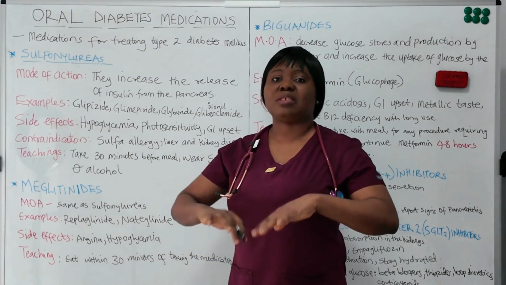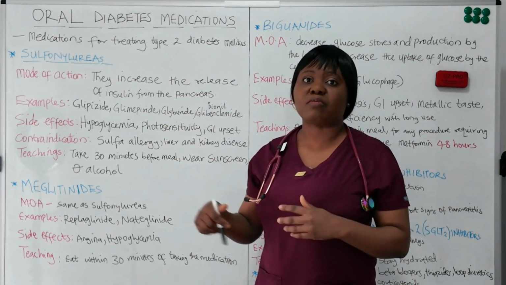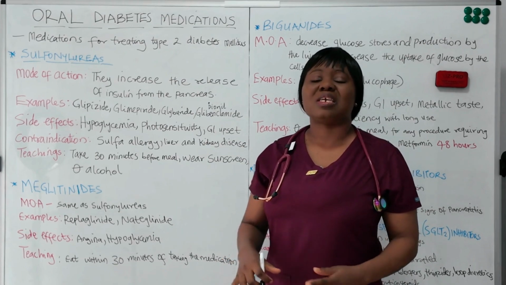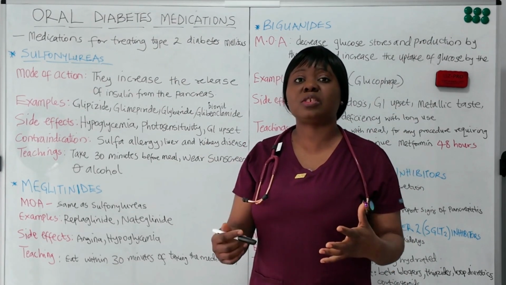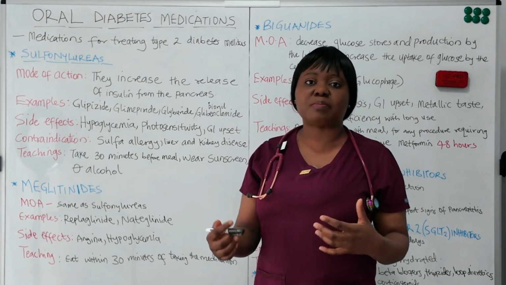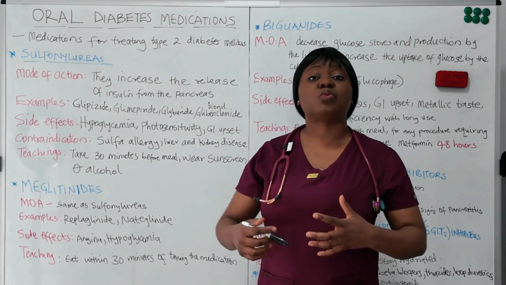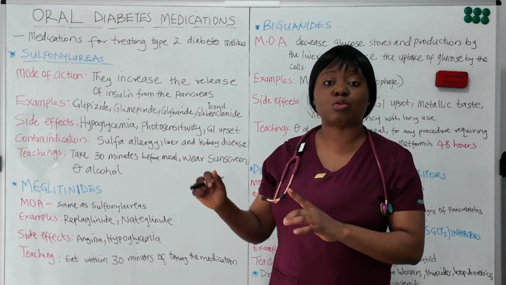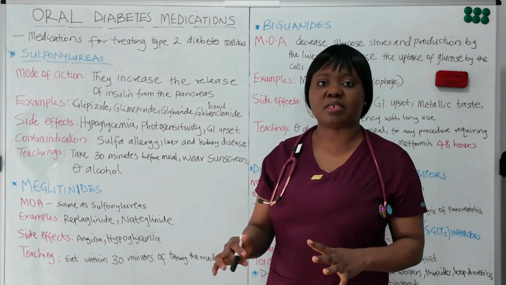Now the side effects. The first one is hypoglycemia, because they have the same mode of action as the other group. But the unique one about meglitinides is angina or chest pain. They could feel that chest discomfort. So when you are teaching them, tell them to watch out for chest pain because it could be a side effect. Part of the teaching is also to tell them to eat within 30 minutes of taking this medication because of the hypoglycemia that is so unique with this medication and the sulfonylurea class of medications.